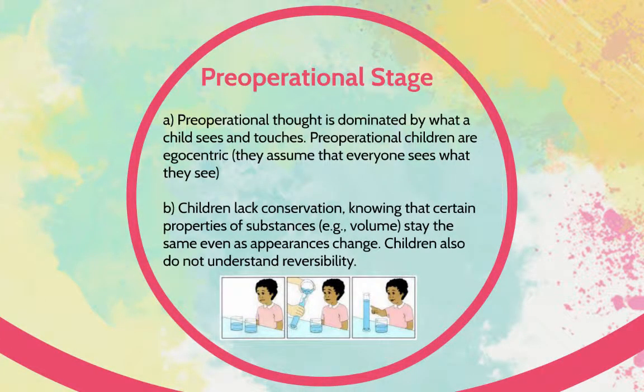Pre-operational thought is dominated by what a child sees and touches. Pre-operational children are egocentric in that they assume that everyone sees what they see. Children lack conservation, knowing that certain properties of substances, like volume, stay the same even as appearance changes. Children also do not understand reversibility or complementarity. They focus on only one dimension at a time.